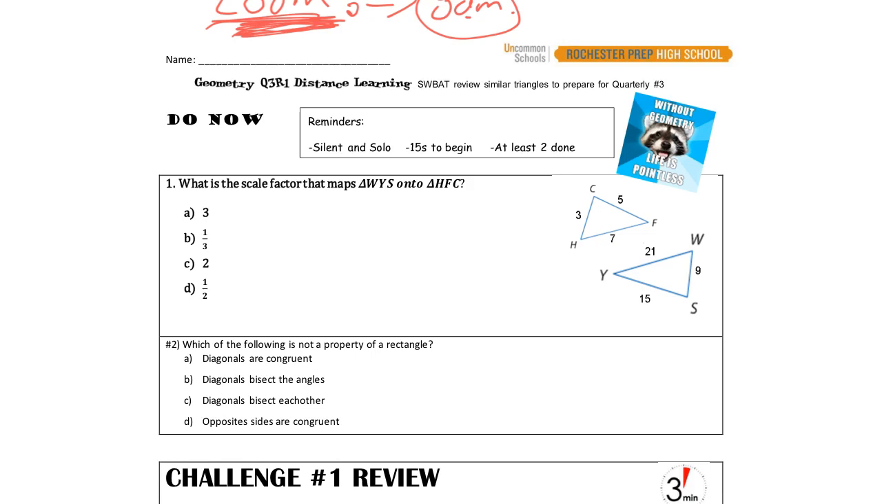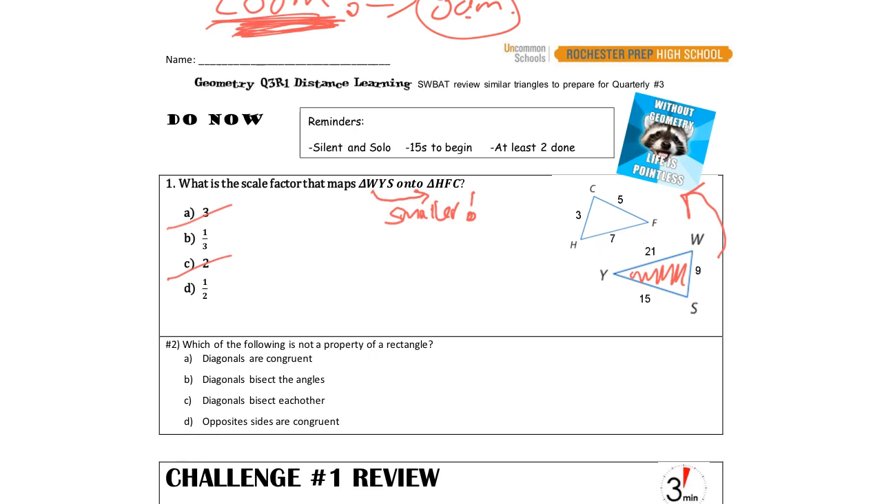So first thing, I want to know the scale factor that makes triangle WYS. So we're going from this triangle onto this one. So right away, I see I'm getting smaller. So here's my annotation that's really going to help me with this question. I'm getting smaller. So right away, I could cross out 3 and 2 because those dilations would make my triangle bigger. So I want to multiply by a third or a half. Now I just got to figure out the scale factor.